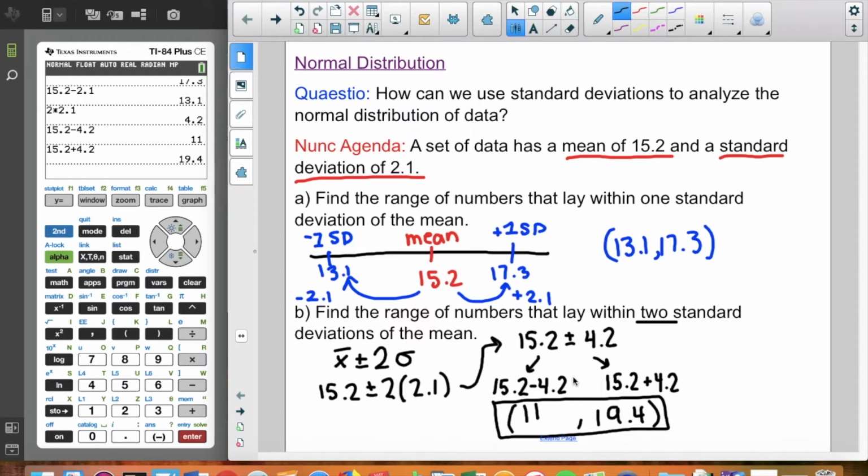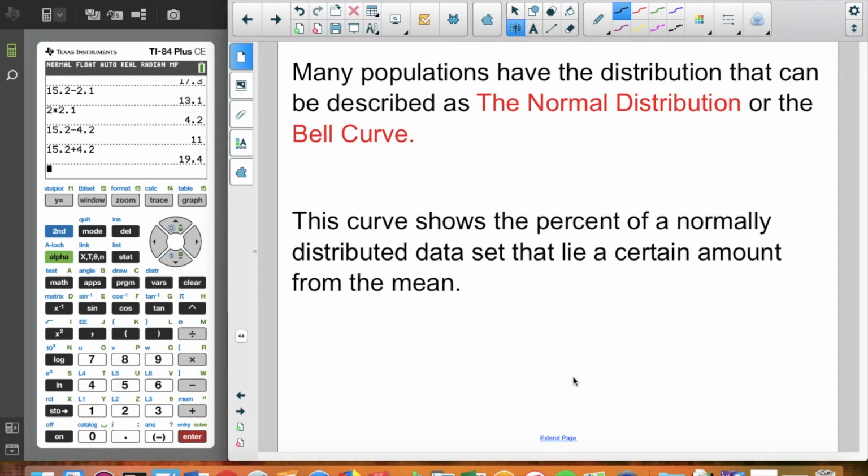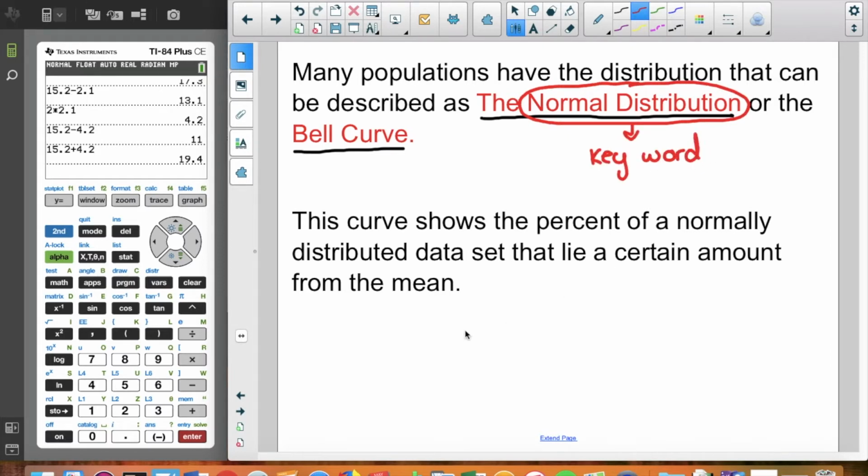Moving on. Many populations have a distribution that is called the normal distribution or the bell curve. So this normal distribution is going to be a key word for today. This curve shows the percent of a normally distributed data set that lie a certain amount from the mean. Again, normally distributed is going to be a key word. So we're still using standard deviation and mean today, but it's in a normal distribution.